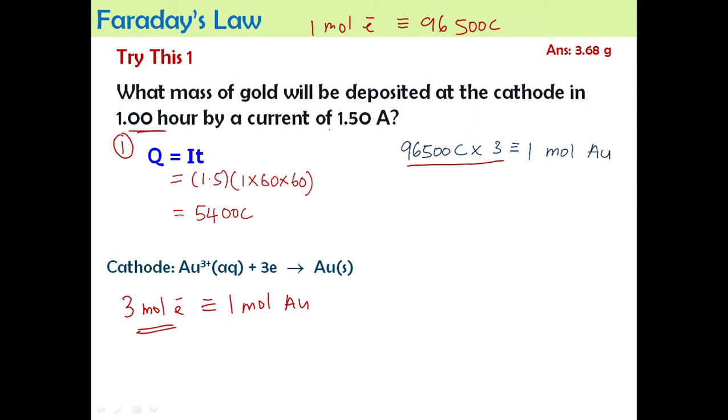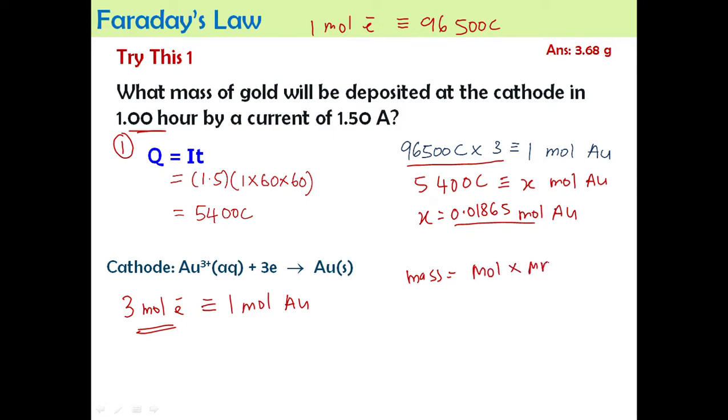Tetapi, our electrolysis process, kita hanya supply 5,400 coulomb. Berapa mol of aurum yang kita akan dapat? So, darab silang, awak akan dapat nilai X. So, X adalah mol of Au. So, supposedly awak akan dapat 0.01865. Okay. Jadi, daripada sini, bolehlah kira mass by using the formula mol times molar mass of aurum. So, dapatlah berapa gram.